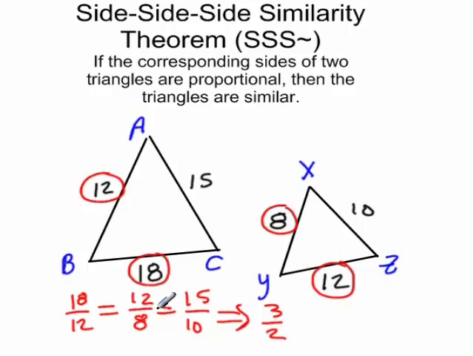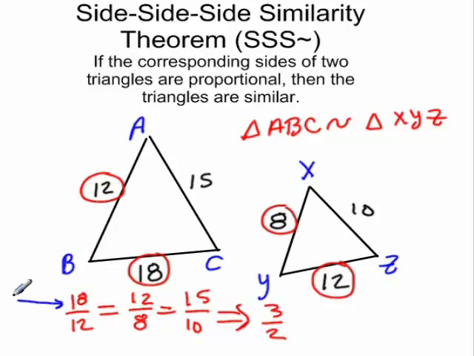What do we know? We know that all the sides are proportional. Thus, we can conclude that triangle ABC is similar to triangle XYZ. Now, since all the values from one triangle are on the top, that is how the scale factor is set up. All the X, Y, and Z values are on the bottom. So the scale factor here is 3:2.